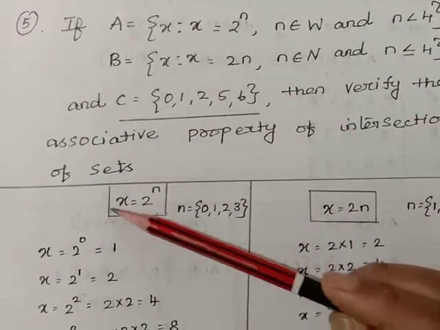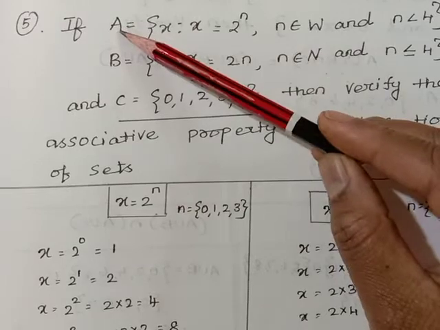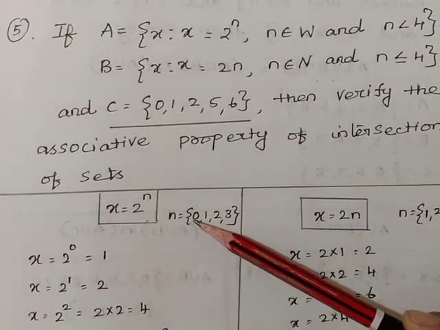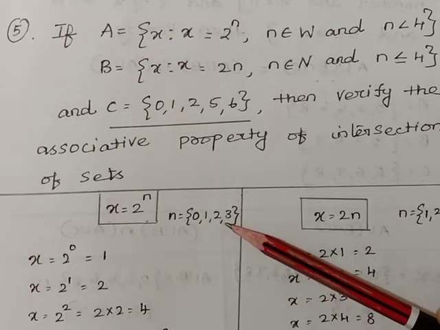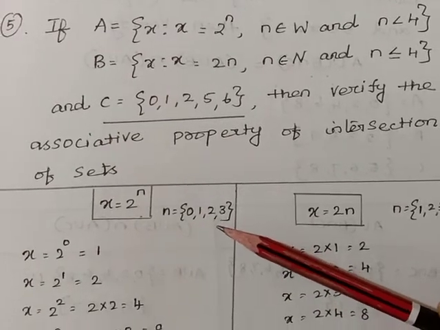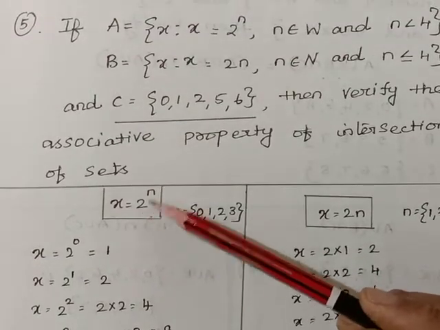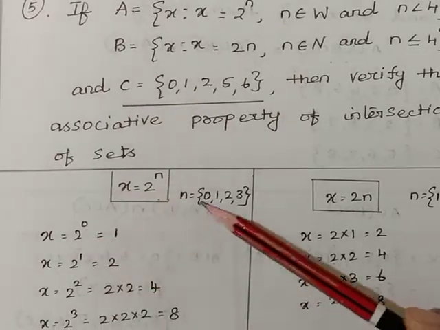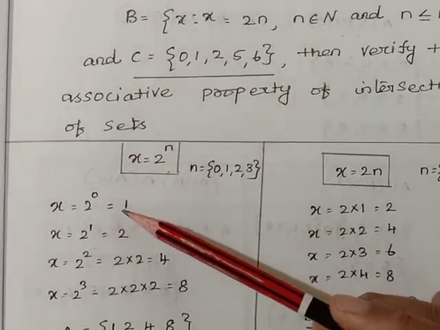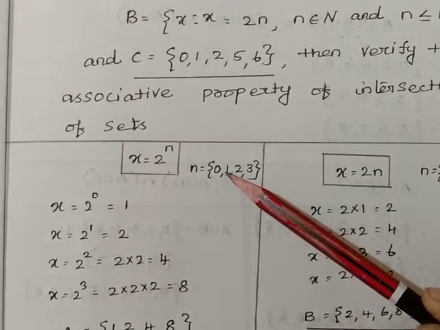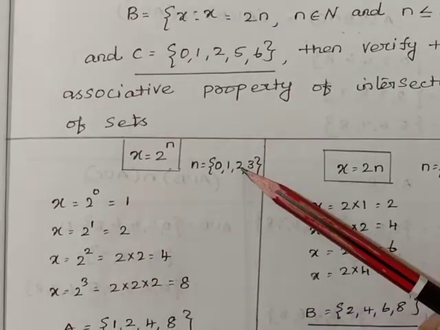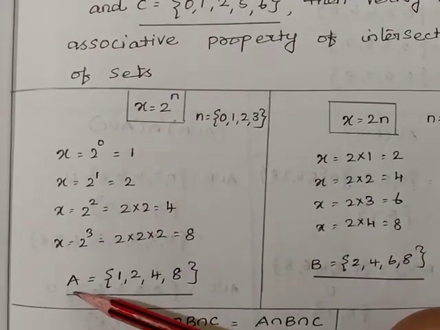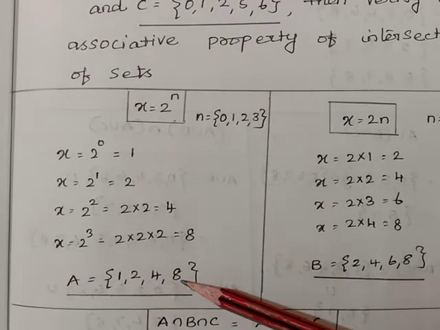It is given that x is 2 to the power n to find the value of A, and n should be a whole number less than 4. The whole numbers start from 0, so 0, 1, 2, 3, less than 4. So we'll write till 3. The function is given as x = 2^n. First we'll substitute the value 0. When n = 0, 2 to the power 0, any number to the power 0 is 1. Next, we will write the value 1: 2 to the power 1 is 2. 2 to the power 2 is 4. And 2 to the power 3 is 8. Therefore, the value of A is 1, 2, 4, 8.